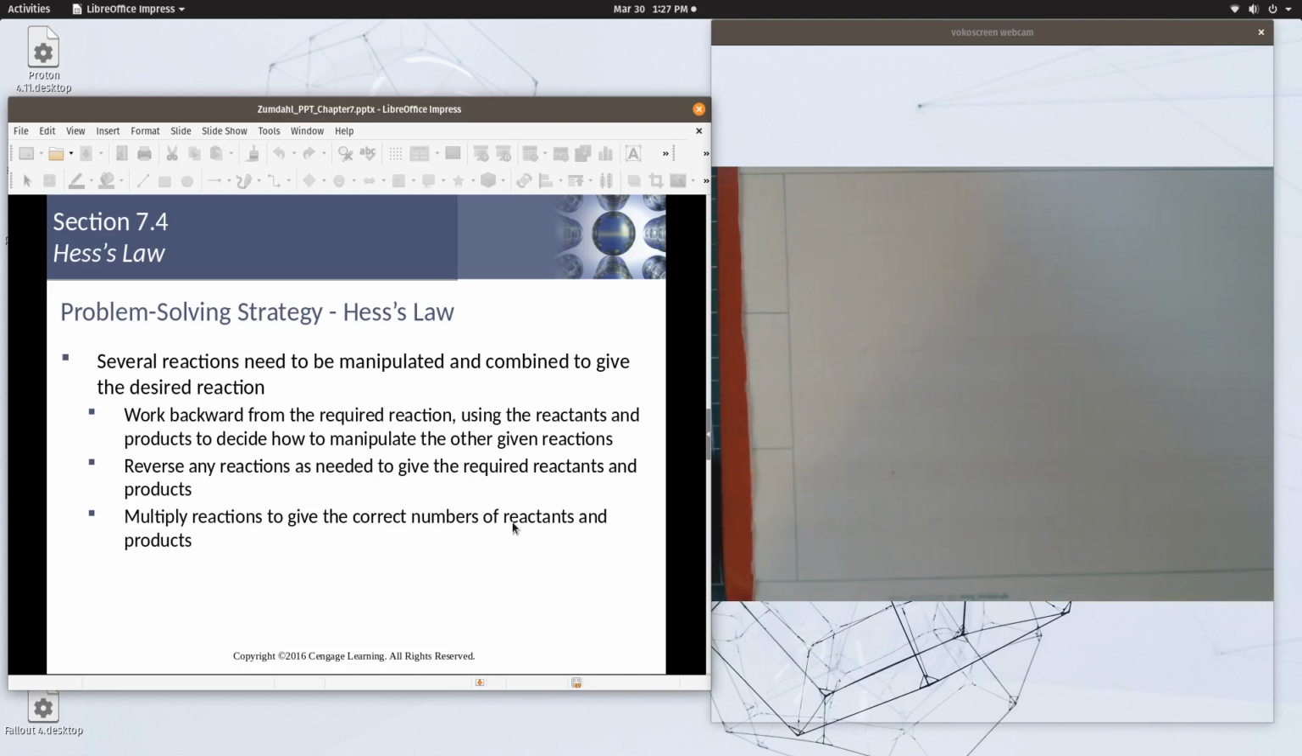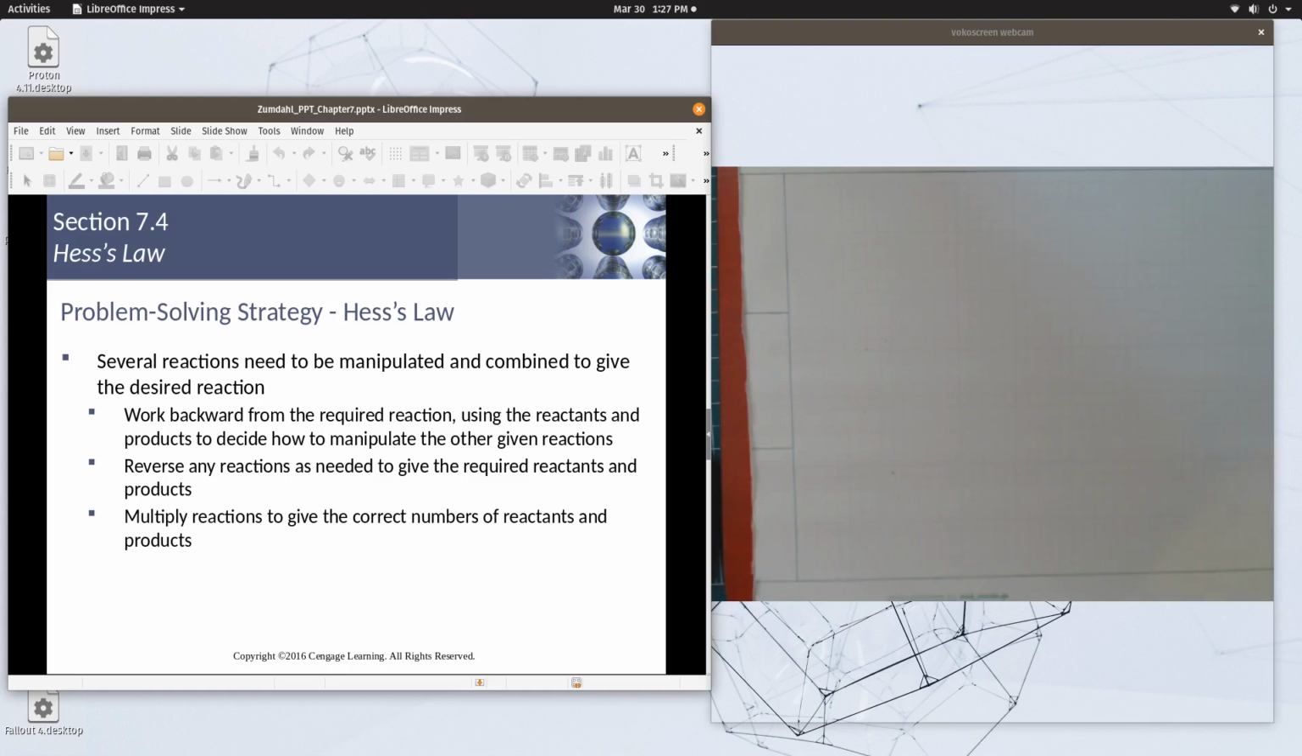Now again, you need to work backwards from the required reaction, using both reactants and products, and decide how to manipulate the different reaction steps or reaction components that you're given. You can reverse things, you can multiply things through by stoichiometric coefficients, and use that to build up a pathway to go from your reactants to the products.